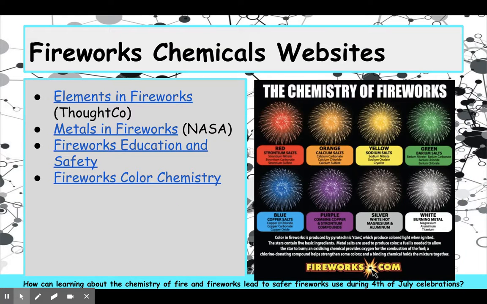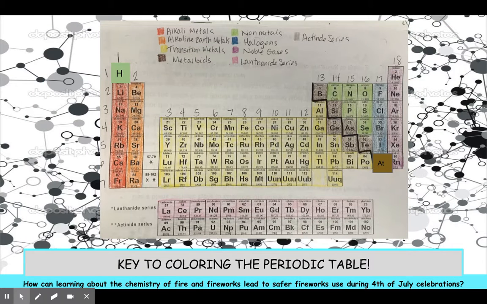So here comes the overload of video links. Don't freak out. There are actually some really good ones in here. This is a page dedicated just to chemicals in fireworks and different elements in fireworks. So this might interest you. It might also give you some ideas for your homework assignment today for listing elements that are in fireworks. This is what the completed coloring sheet would look like if you want to get to that. It's very easy to see all the different families, and it could help you with your assignment today as well.